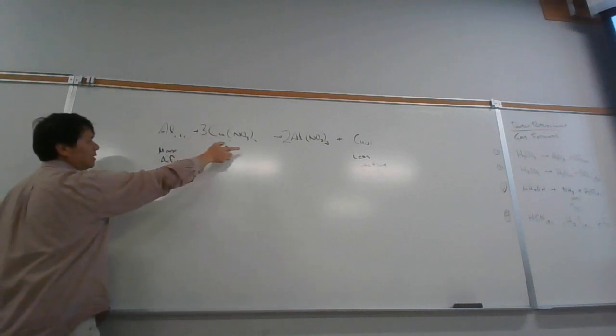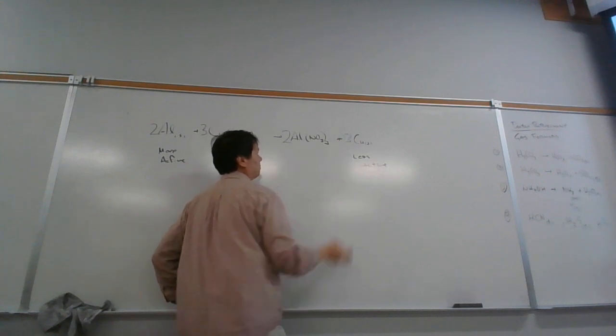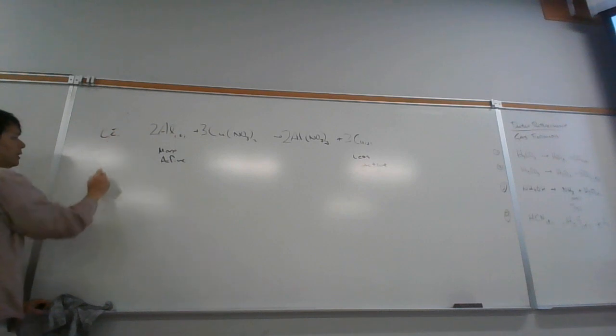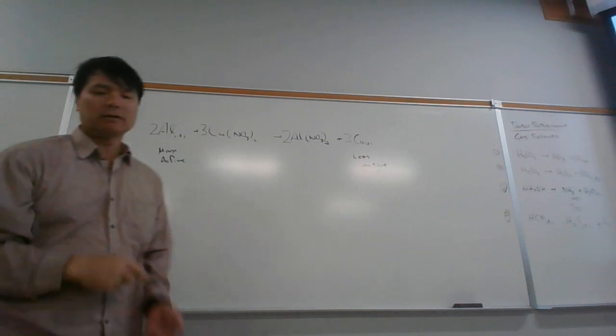And that's going to give us 3 coppers and 2 aluminums. So 2 aluminums, 3 coppers here. And this would be the complete equation. What would the ionic equation for this be? Why don't you work on it and tell me what the ionic equation is going to look like for that?